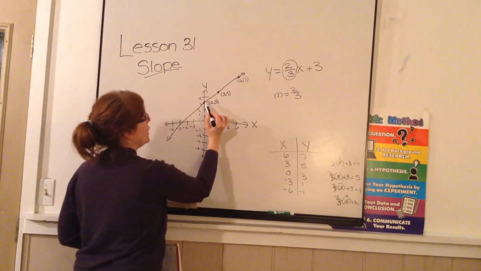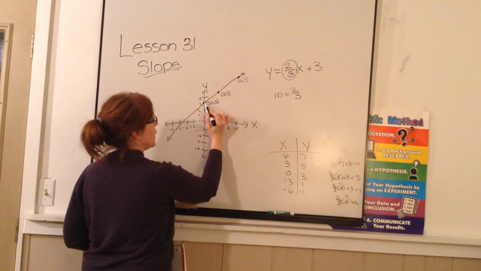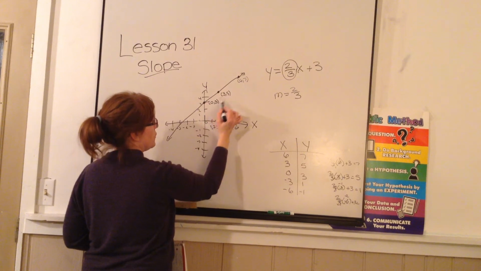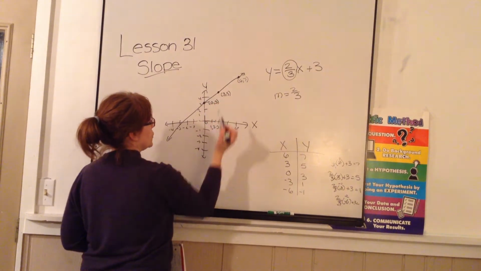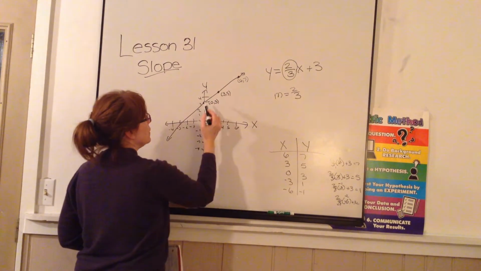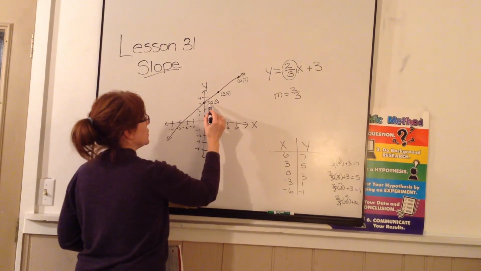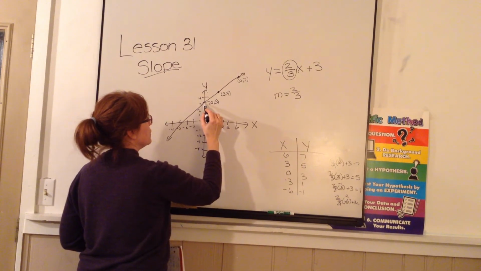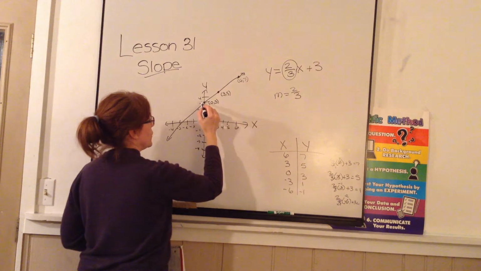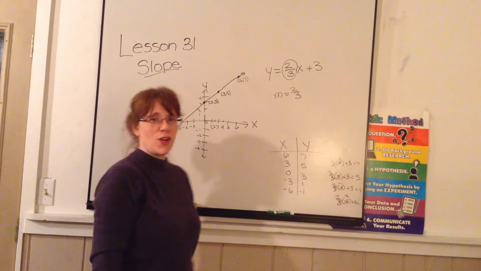So you can see I have to go up 3 to get from 0 to 3. To get from 3 to 5, I have to go over 2. Okay? Actually, I did that backwards, didn't I? It's going to be up 2 and over 3. I'm so sorry, it's late at night.